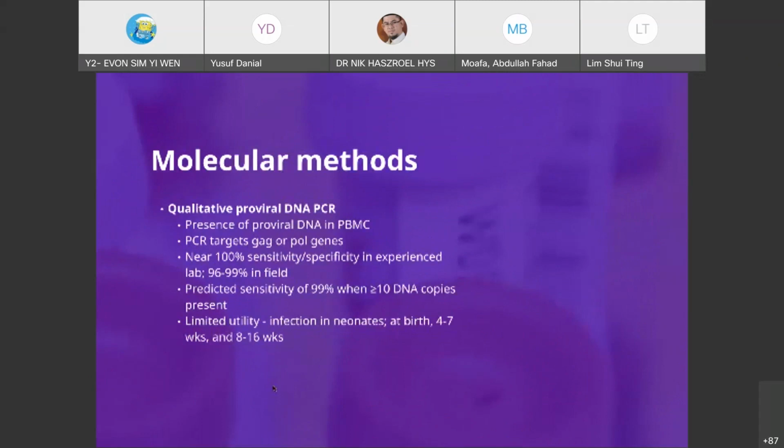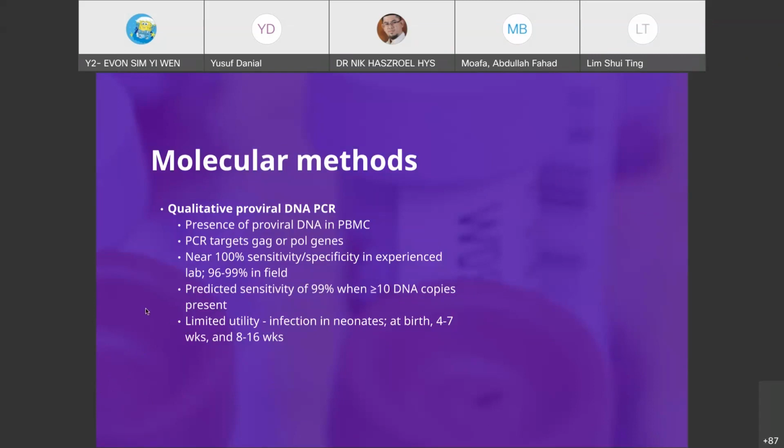Okay, so molecular methods, we have qualitative proviral DNA PCR. So this test is going to be looking for DNA compared to others, which look for RNA. We're going to talk about it. This detects it actually in the peripheral blood mononuclear cells. And this is an integrated virus, so this test will target the GAG and the POL gene. It targets the DNA. That's the main thing. And it has a near 100% sensitivity and specificity, which is really good.